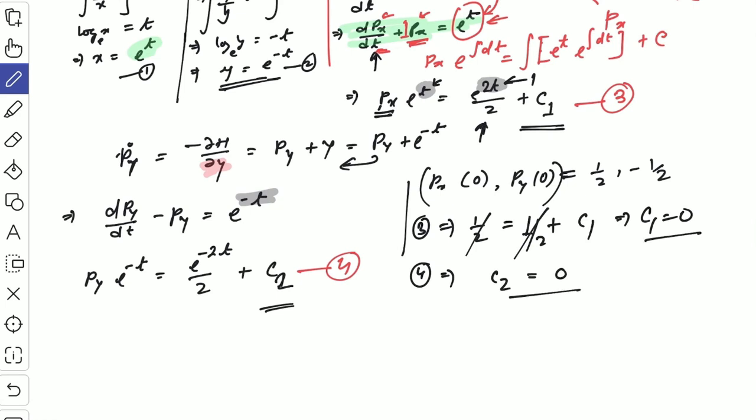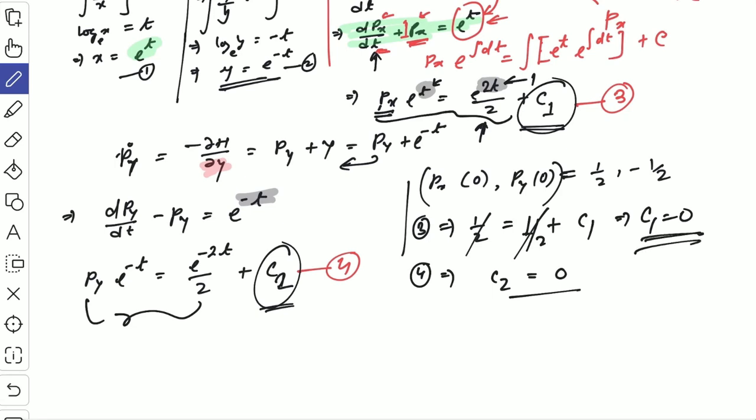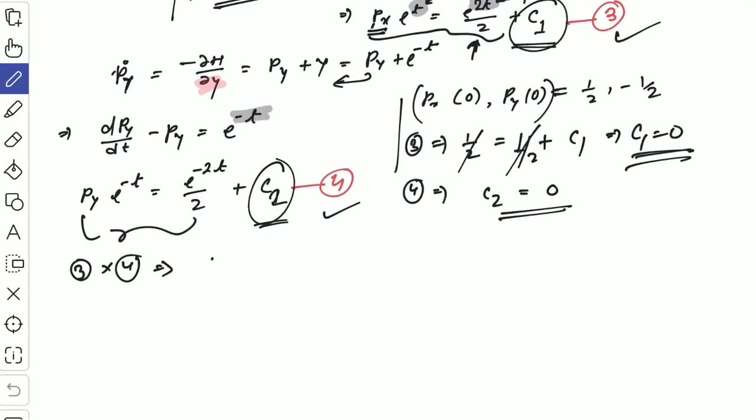So here this is also 0 and this is also 0 in equations number 3 and 4. So we can consider this part and this part only. If you multiply equation number 3 and equation number 4, putting c1 and c2 as 0, then you are going to have px into py is equal to minus 1 by 4, and that is also the equation of a rectangular hyperbola.